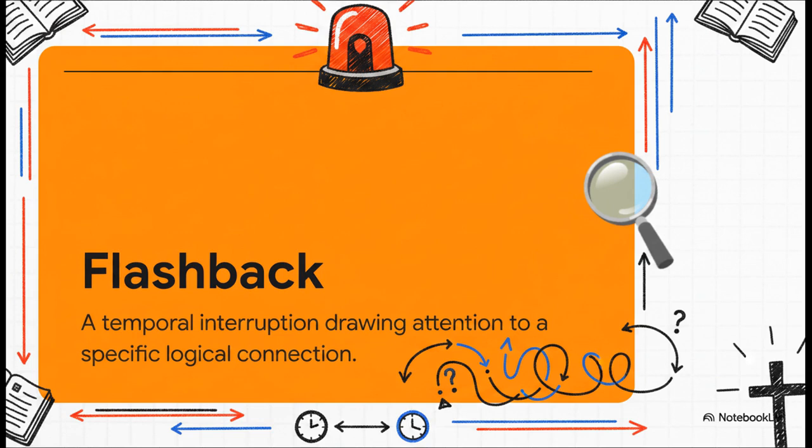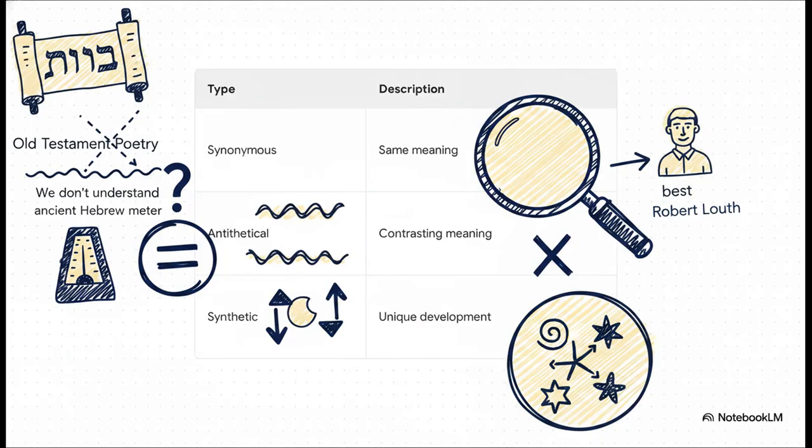When an author pauses the chronological storyline to talk about something from the past or the future, it's a deliberate, flashing red light. The writer is pausing to urge us to ask, hey, why is this event placed here logically even if it doesn't belong here temporally? It's a massive clue for interpretation. Okay, now let's shift gears to Old Testament poetry.